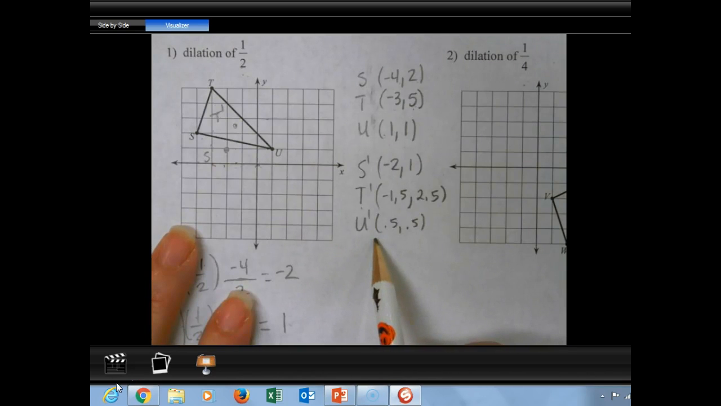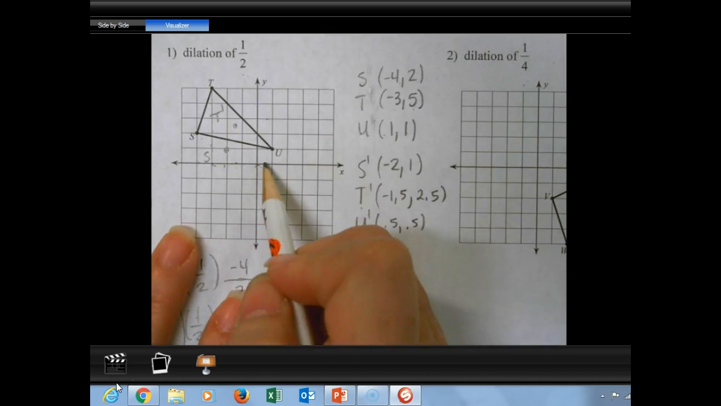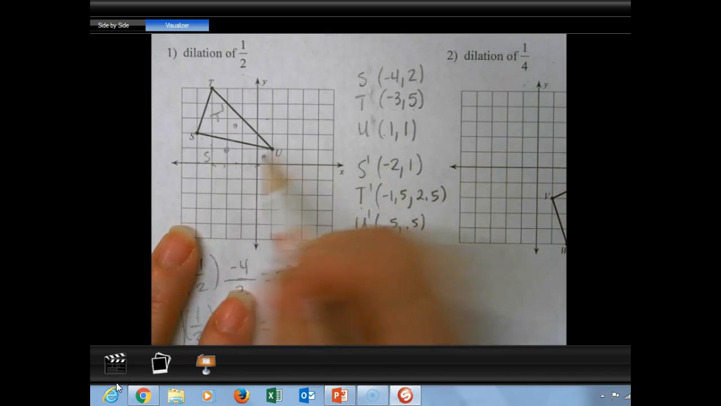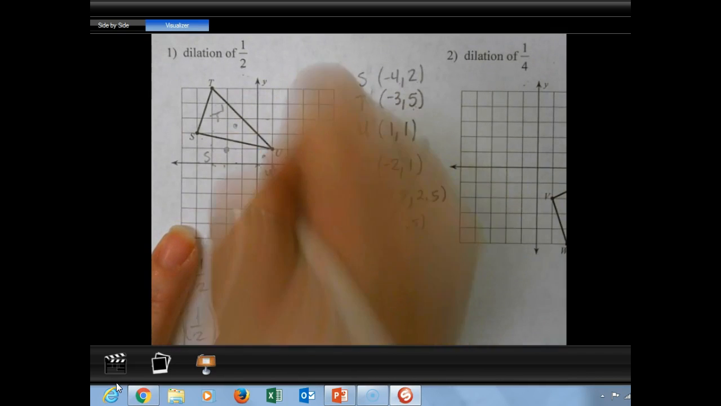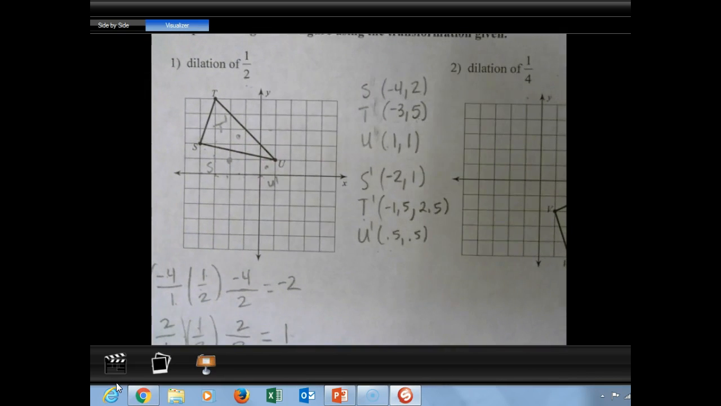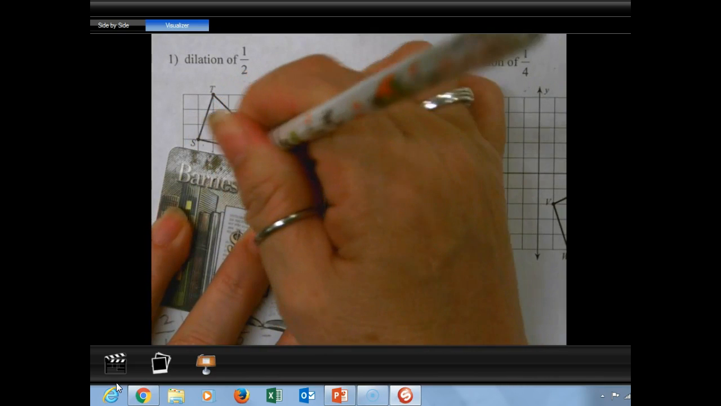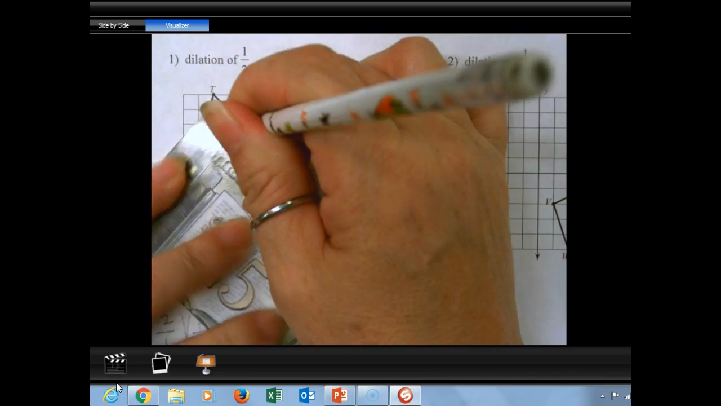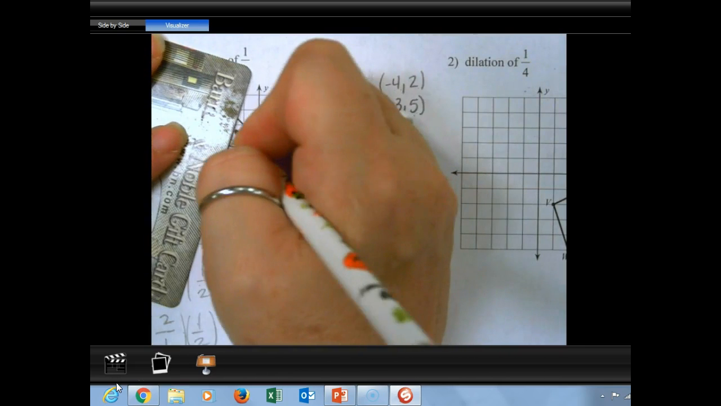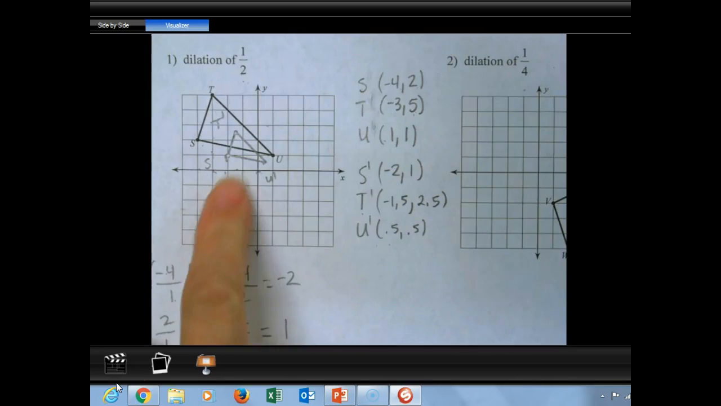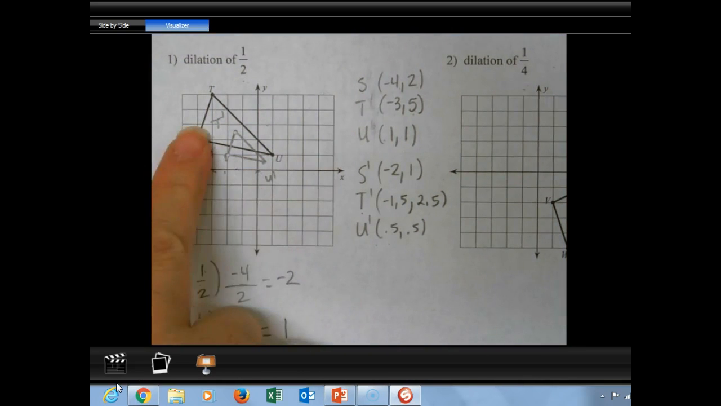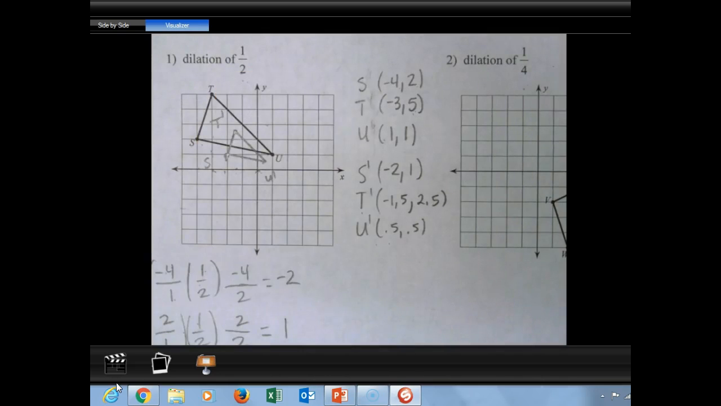So for U prime, I've got half and half. So I'm going to go right half and up halfway. And there's my U prime. You still need a straight edge for this, and then you connect your points. So now what we have is a dilation of this original figure by 1/2.